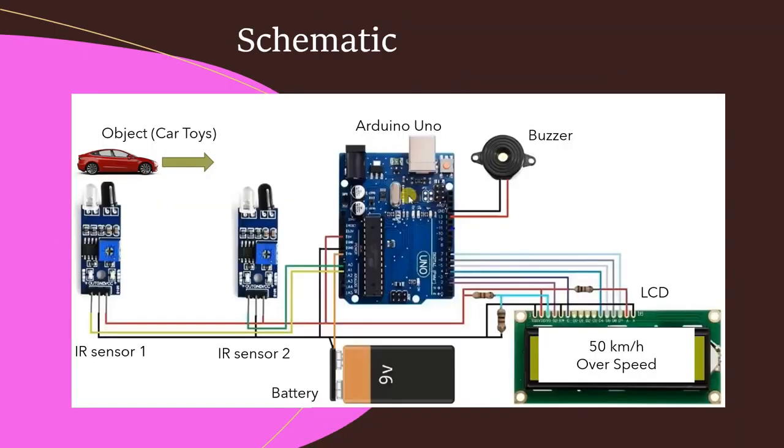Moving on to the schematic and the components. Here are my components. Of course, we have the IR sensor, and then the Arduino Uno, the LCD, the battery, and then the car, and then the buzzer. Then we also have the jumper wires and resistor to wire all the components.